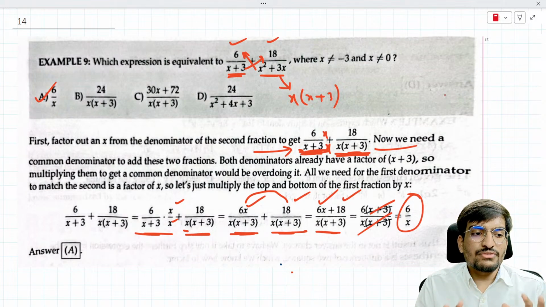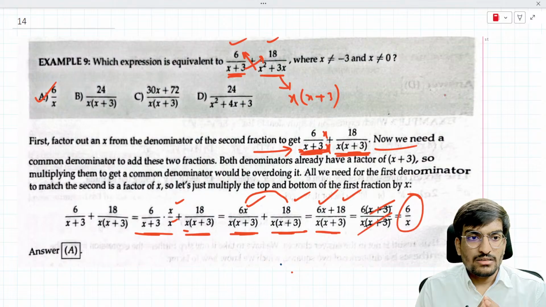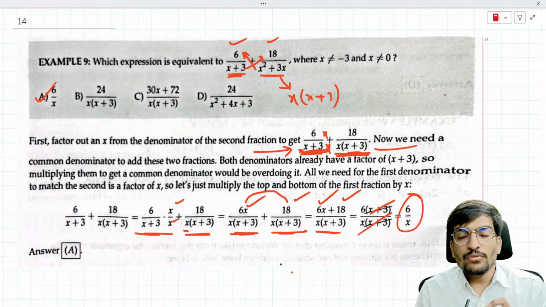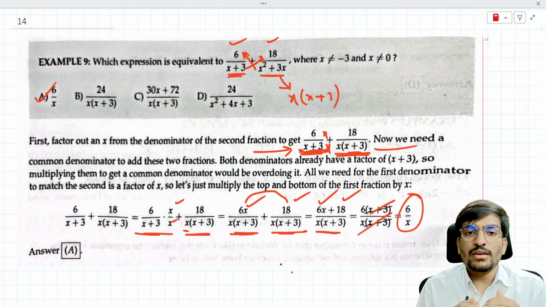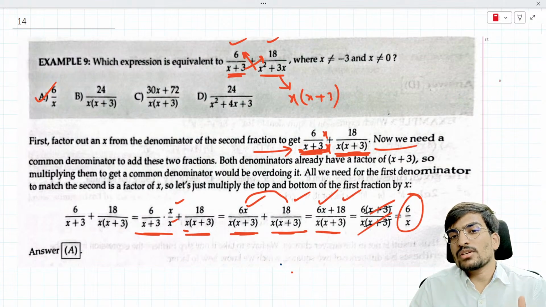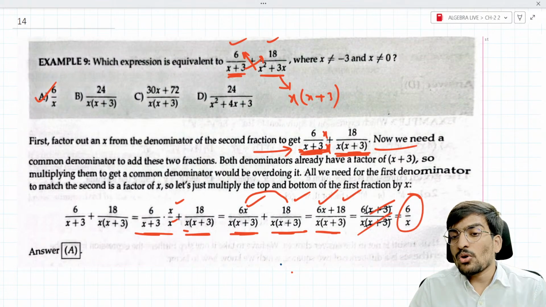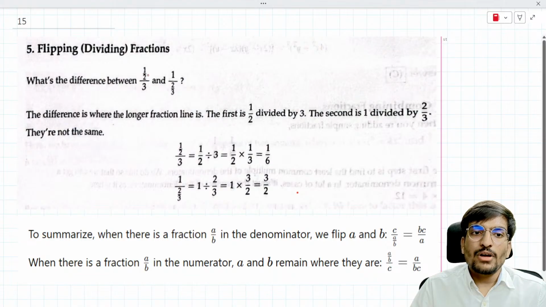Here I feel most of the things you know, but these kinds of techniques you need to use to reduce the steps and solve the question quicker. How to do this one?